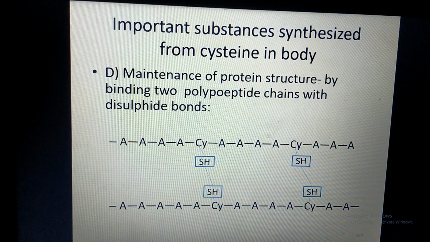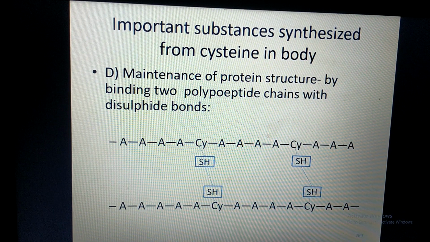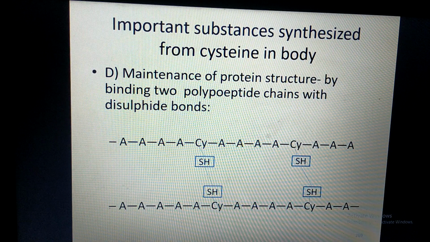Next is maintenance of protein structure. Cysteine has an SH group, sulfhydryl group. When two cysteine molecules come close to each other, their sulfhydryl groups combine to form a disulfide bond, SS bond, and in this way they help to maintain the structure of polypeptide chains or proteins.